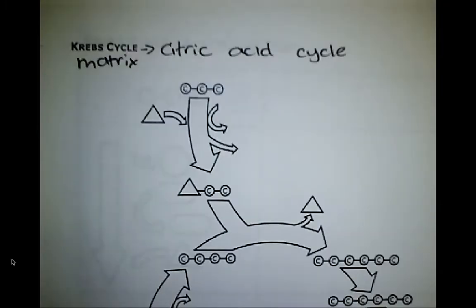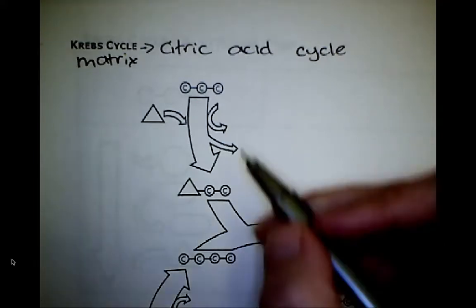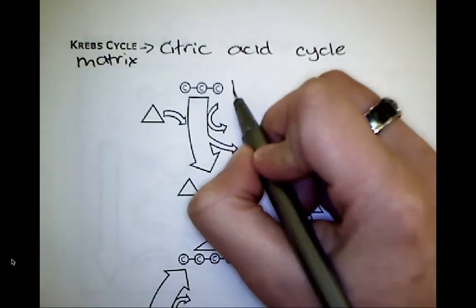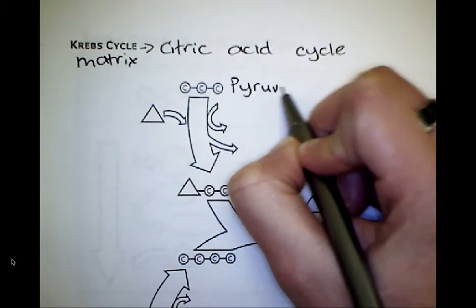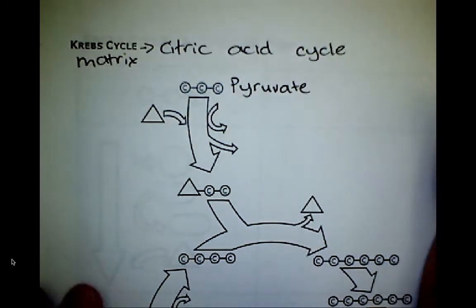And there's a prep step. There's something that happens before we can actually start the Krebs cycle. And so there's kind of two phases to this. I think your book calls it pyruvate prep. I usually call it acetyl-CoA prep.